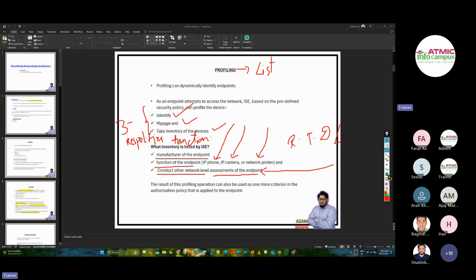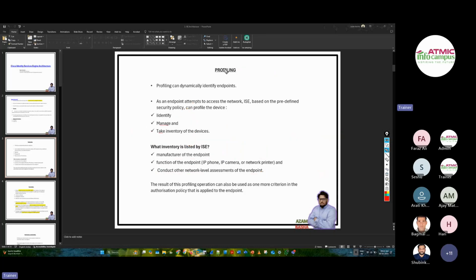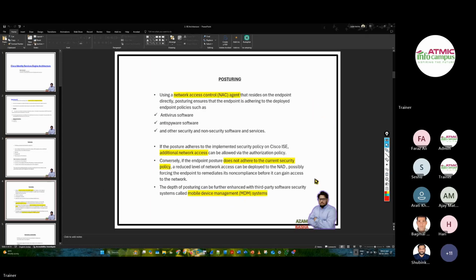Once you profile the device, based on the profile, you can apply the policy. So ICE first profiles the device, and then after profiling the device, it will posture.